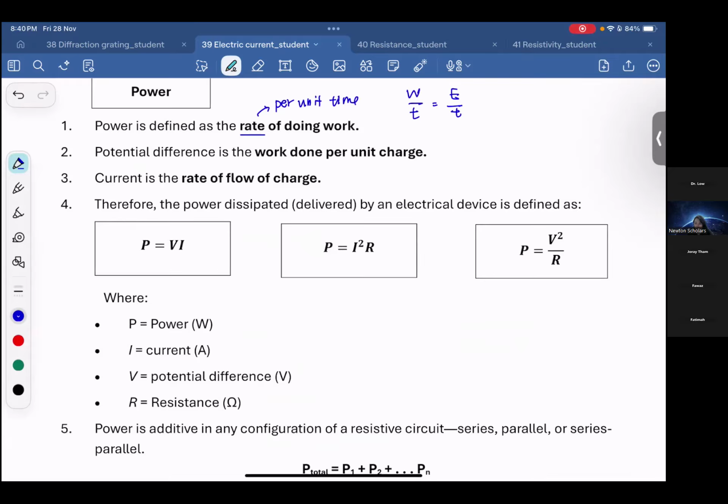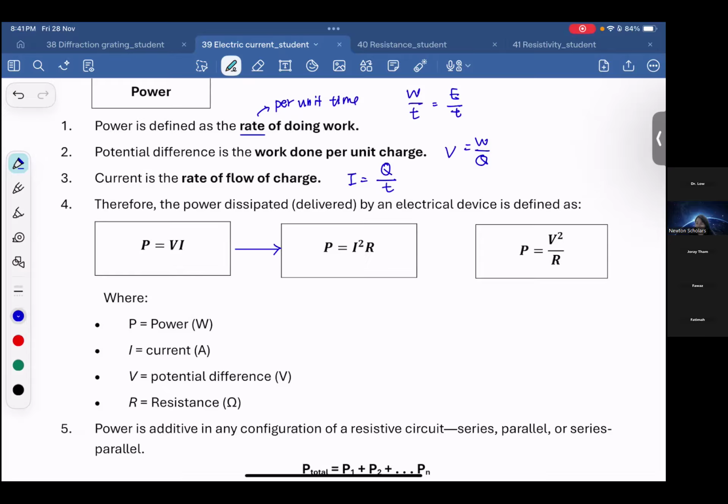Potential difference is work done per unit of charge, that is what we know just now. Current is the rate of flow of charge, Q divided by t, where rate means divided by time. So here we get P equals VI. From P equals VI, we can get two more formulas, which give the same answer for power. It just depends on the information provided in the question.